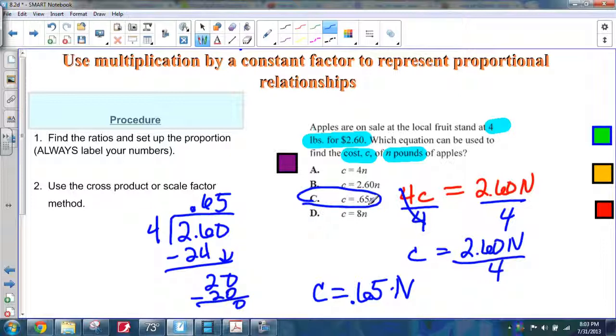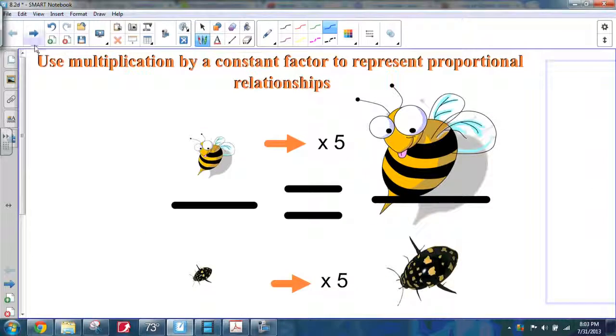So remember, when solving problems with proportional relationships, find the ratios, set up the proportions, always labeling your numbers, and then use the cross product or scale factor method. And that will lead you to the correct answer.